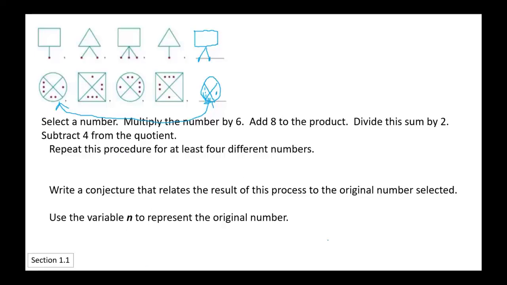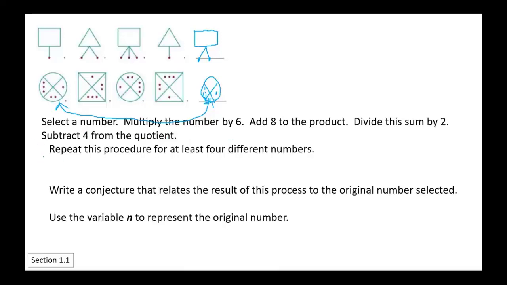All right, now this words where it's all typed, this is a different type of problem. But all of this typed area is like one of your homework problems, essentially. It'll just be different words. So select a number, doesn't tell you, multiply the number by 6, add 8 to the product, divide the sum by 2, and then subtract 4 from the quotient. Repeat this procedure for at least 4 different numbers. So I'm actually going to do that down here.